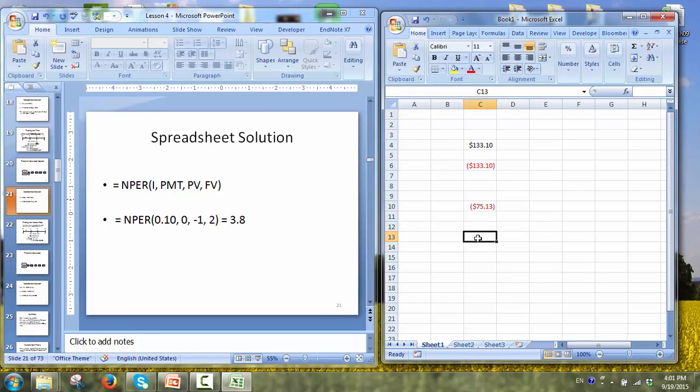Now, if we want to find the result in Excel, what we need to calculate is the number of years, so NPER, and we need to tell Excel that the interest rate is 20%, no other payments. We have a $1 investment, and we want $2 out of it. So it's about 3.8 years.